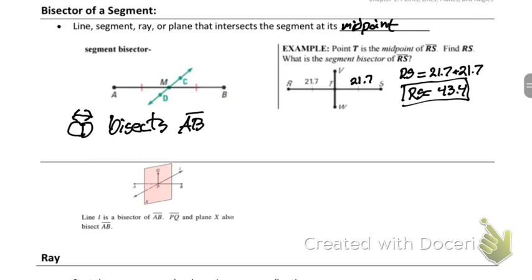What's the next question? It says, what is the segment bisector of RS? All right, so what it's asking for is basically to write the sentence we did just before. So we're going to put VW, which is a segment, bisects or cuts RS in half. So it bisects RS, and that's all they're asking us to write. They're just asking, hey, write the statement of which is bisecting which. And VW is the one bisecting RS.